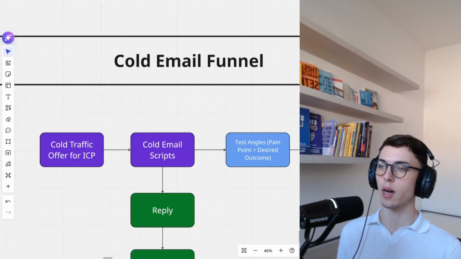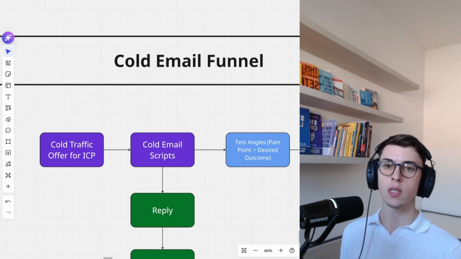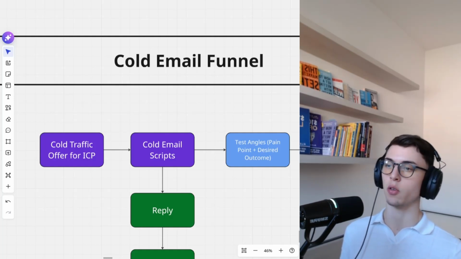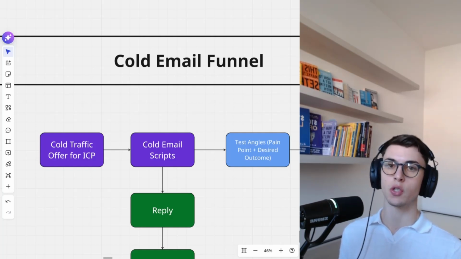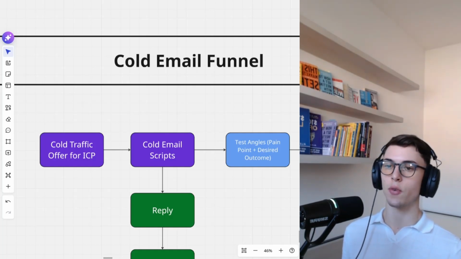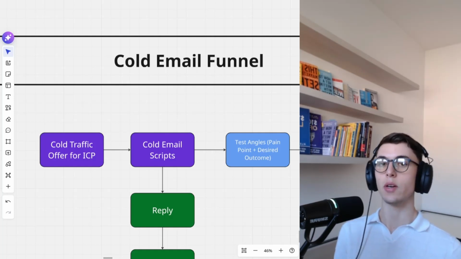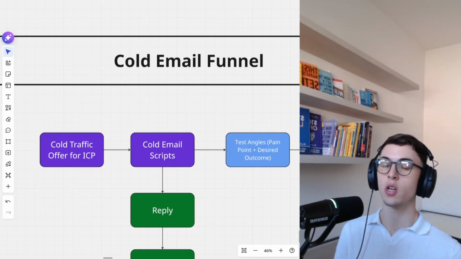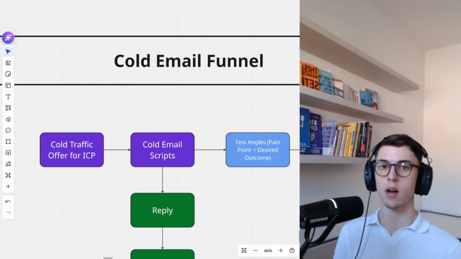Now, the problem with that approach is if you're testing multiple variables at the same time, meaning you're running, let's say, 5 different scripts that are all completely different, with different CTAs, different offers, different angles, different email length as well, you're never really going to know if a certain script worked better than the others, or why it worked better than the others, right? Because you had so many different variables that you were testing at the same time.